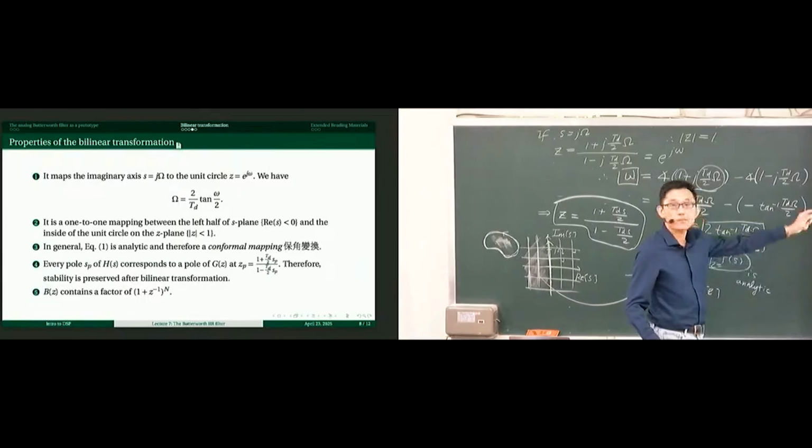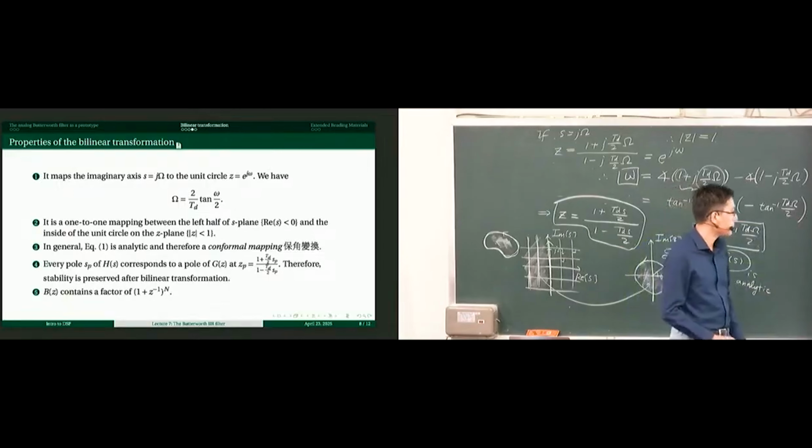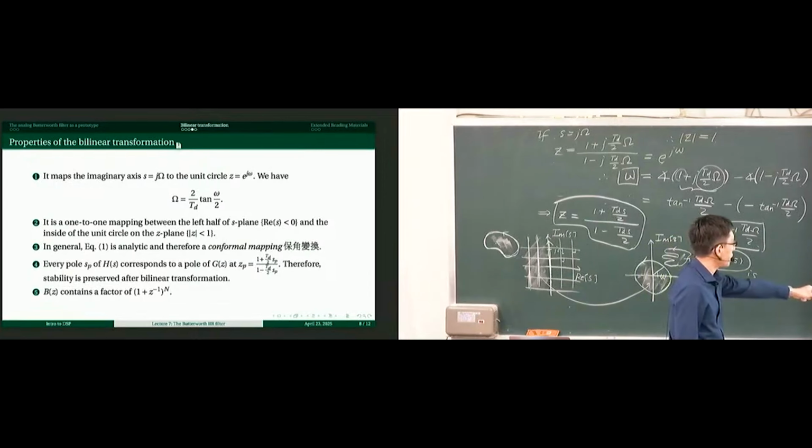So let's finish this slide before we take a break, okay? Yeah, so 1, 2, 3, how about the fourth property? The fourth property is a property about stability, okay? So let me read it.